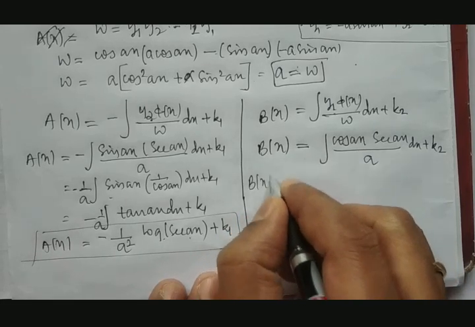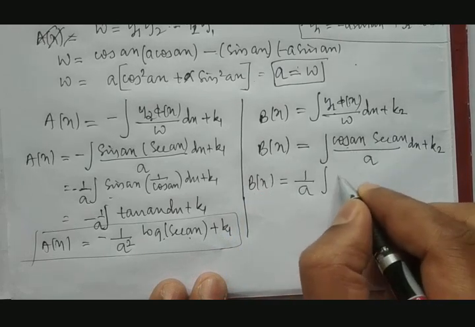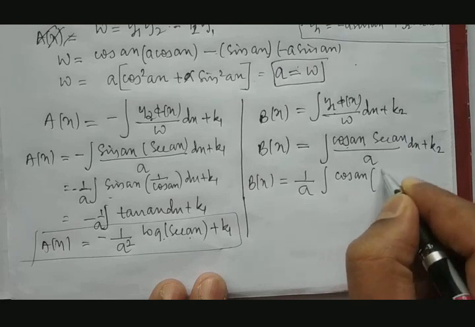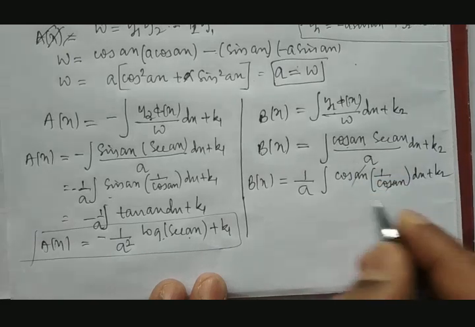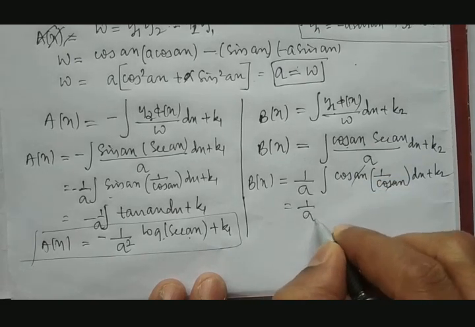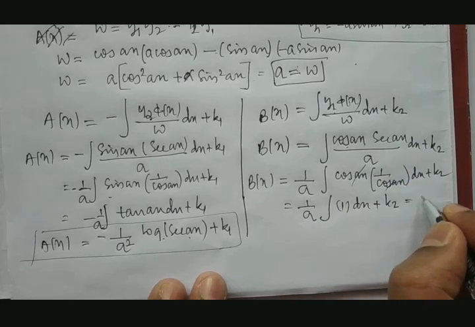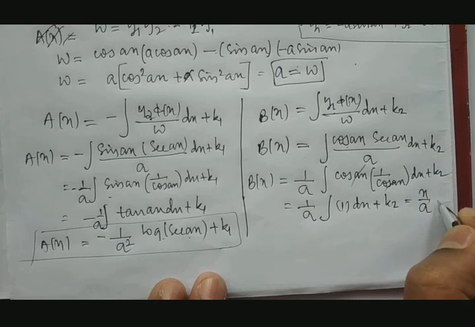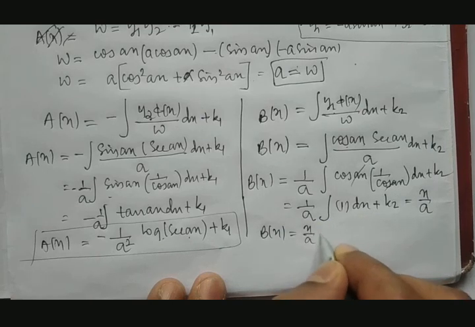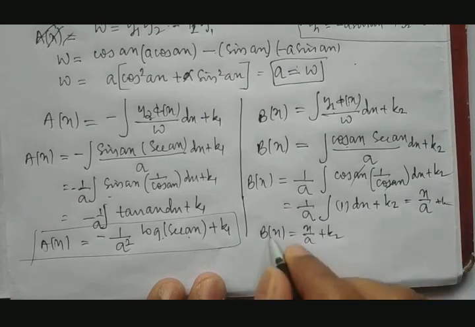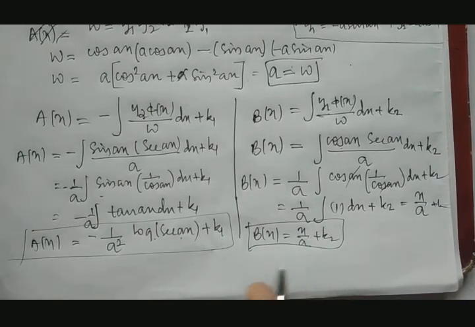Therefore B of x is equal to 1 divided by a, I'll keep it outside, then integration of cos ax, and sec can be written as 1 by cos ax, with respect to x plus k2. Cos gets cancelled, therefore it becomes 1 by a into integration of 1 with respect to x plus k2, which is nothing but x by a. Therefore B of x is equal to x divided by a plus constant k2. So like this we got the value of A as well as the value of B.